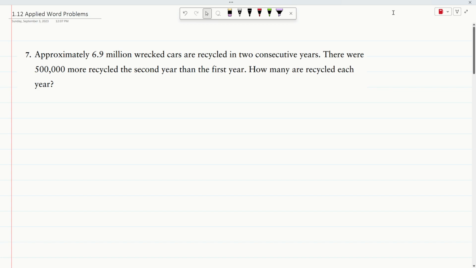So first, approximately 6.9 million wrecked cars are recycled in 2 consecutive years. There were 500,000 more recycled the second year than the first year. How many are recycled each year? So what are we doing? That's, like I said, always the first thing. What are we doing? Well, in this situation here, we're just recycling cars. That's it.